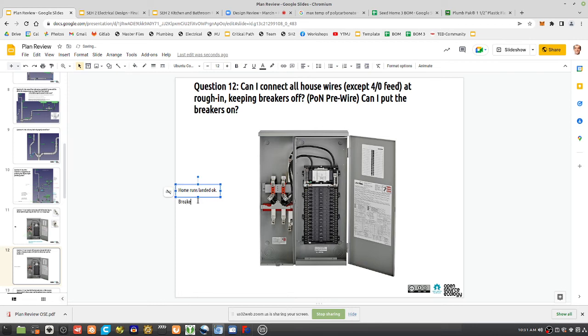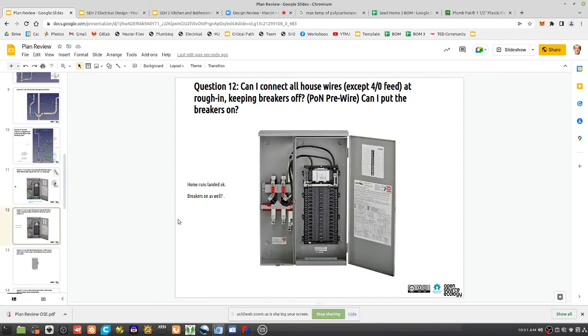You can put the breakers on if you feel comfortable, but you're going to have a bunch of bare wires on the other end, so you might be better off to leave the breakers off until you're doing your final, putting all the wiring devices in and making sure everything's safe before you energize it. Yeah. But at this phase, it won't be with grid power. Yeah, they'll be at final.